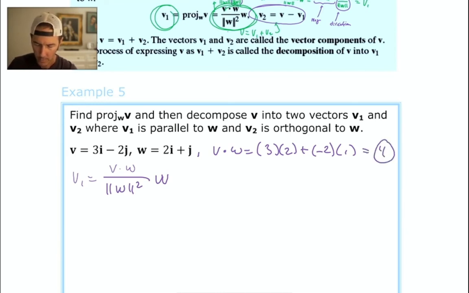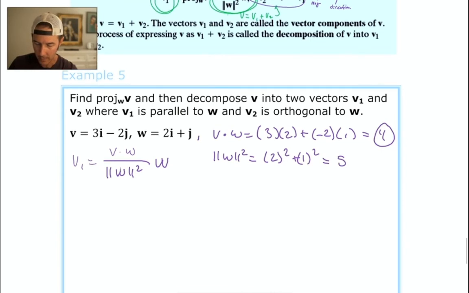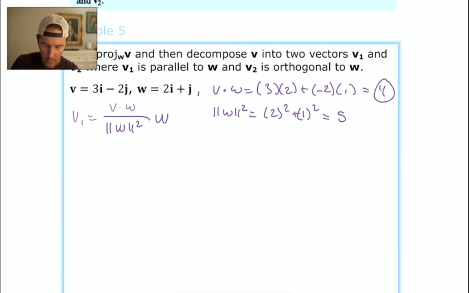That's our numerator. We will also need w dotted with itself. w dotted with itself is equal to the magnitude of w squared. Magnitude of w squared is equal to a squared plus b squared, really, which is 2 squared plus 1 squared, which is equal to 5. And that's actually all we need in order to find v1.